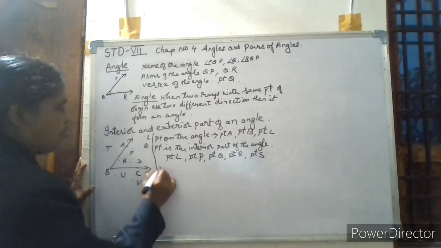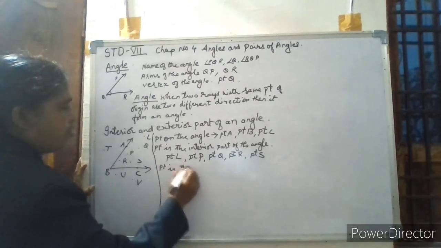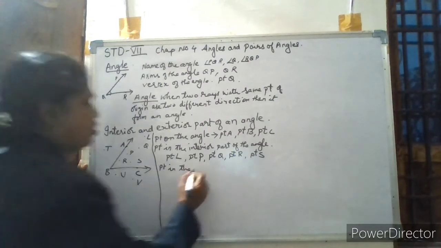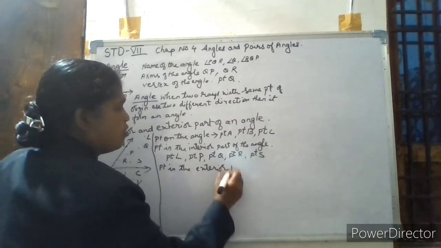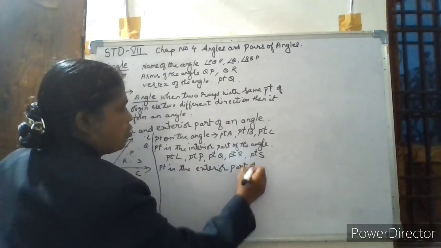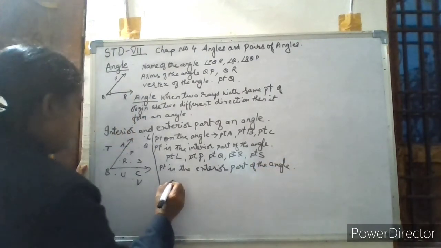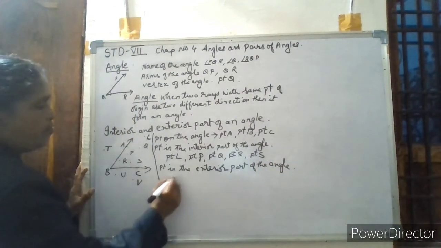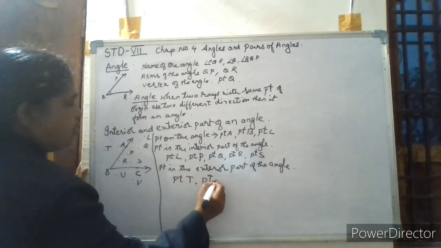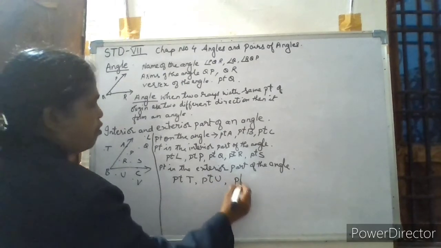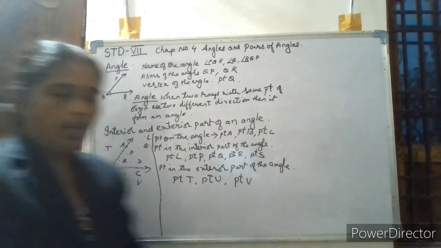Then points in the exterior part of the angle, that is point T, then point U and point V. This is the exterior part of the angle.